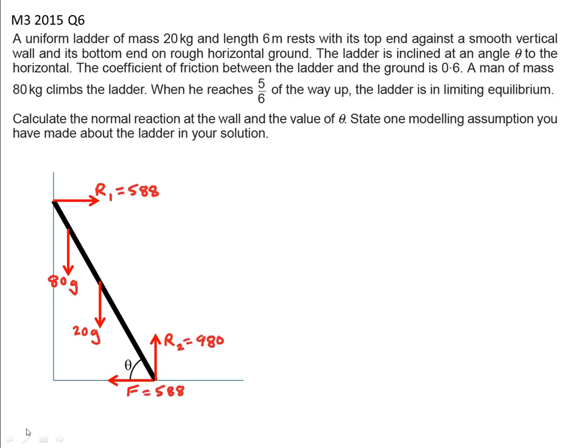So, just updating my diagram, I've got R1's 588 newtons, I've got R2's 980 newtons, and I've got the frictional force is 588 newtons. Okay, we've obtained those by considering the resultant force. We haven't yet, though, considered what's happening with the moments. So we're going to take moments about the bottom of the ladder.